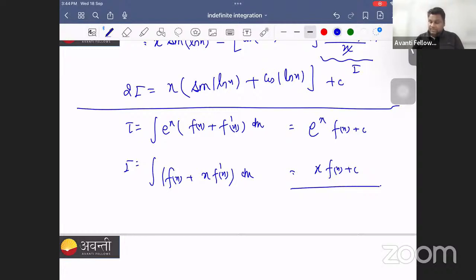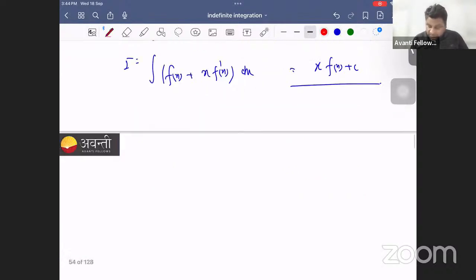Got it? Now write down the question. Yes, how to do? Try once.